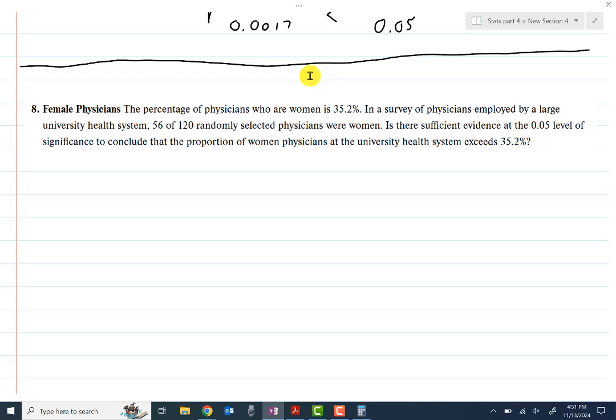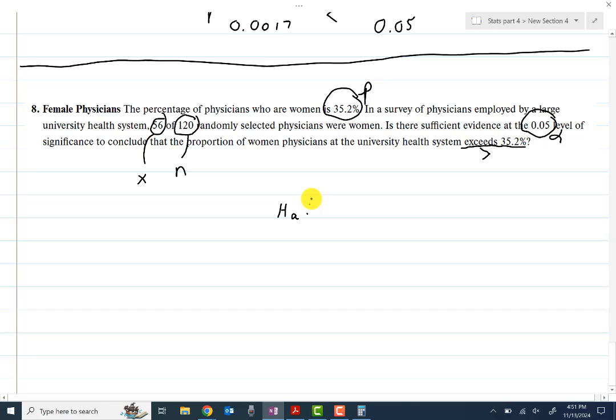The percentage of physicians who are women is 35.2%. There's our proposed proportion. In a survey of physicians employed by a large university health system, 56 of 120 randomly selected physicians were women. Is there significant evidence at the 0.05 level, that's alpha, to conclude that the proportion of women physicians at the university health system exceeds 35.2%? Exceeds is a word that means greater than. So we know that that has to go into the alternative hypothesis.